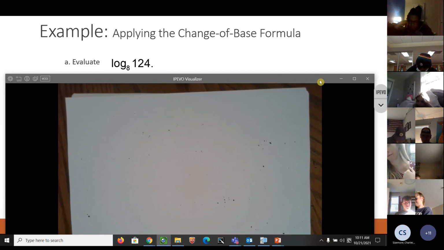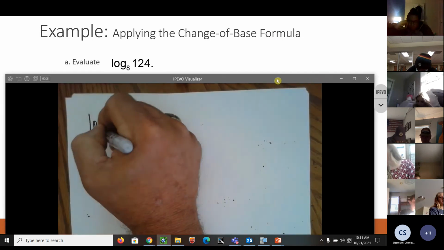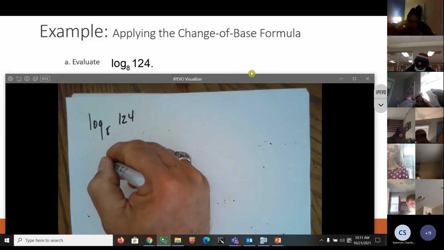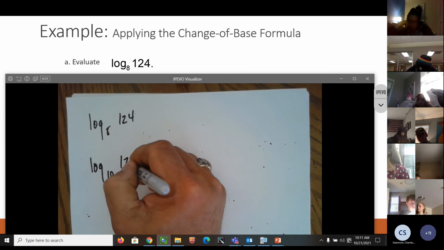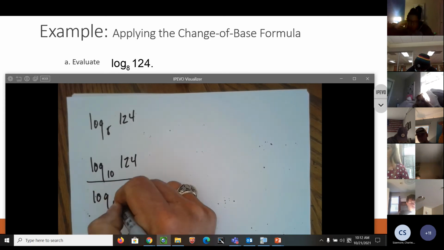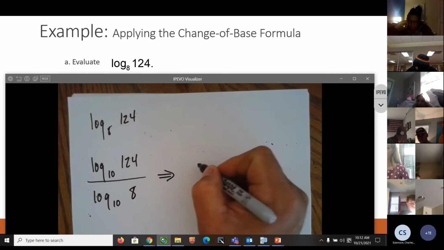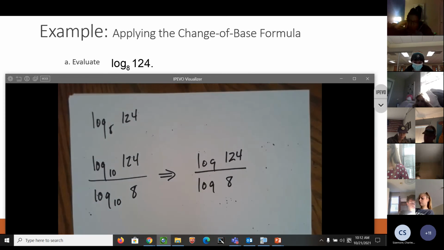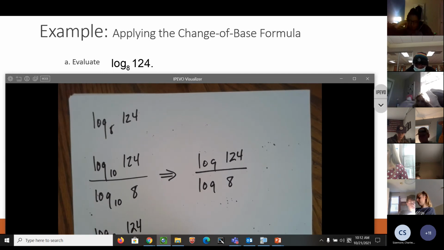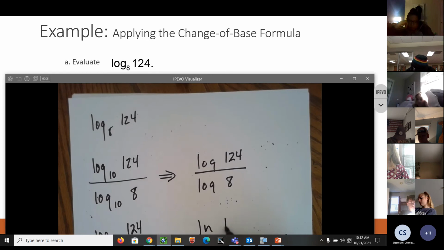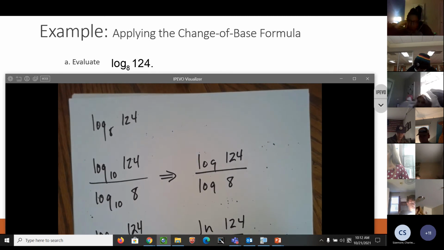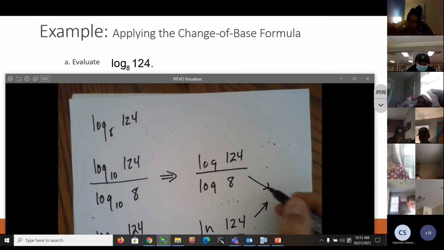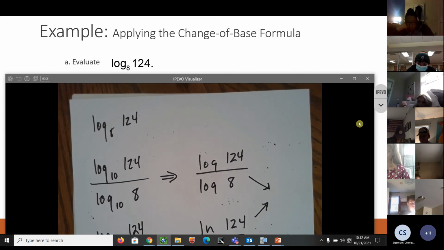Log base 8 of 124. So I can change that to log base 10 of 124 over log base 10 of 8, which is log 124 over log 8. Or I could do log base e of 124 over log base e of 8, which will give me the natural log of 124 over the natural log of 8. Either way, both calculations will give you the answer.